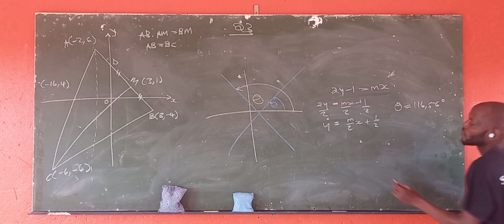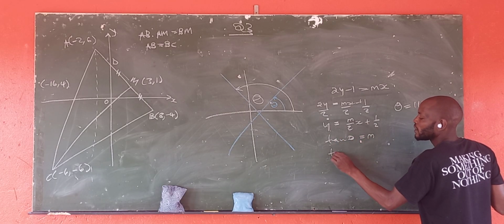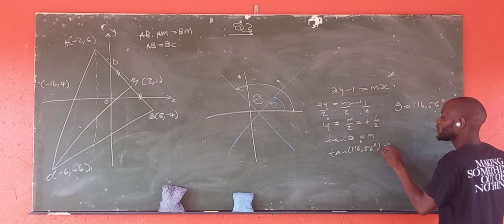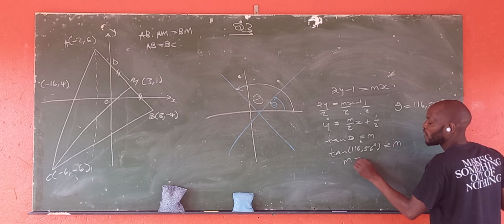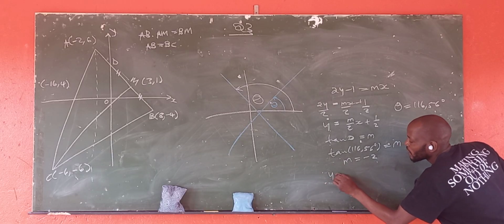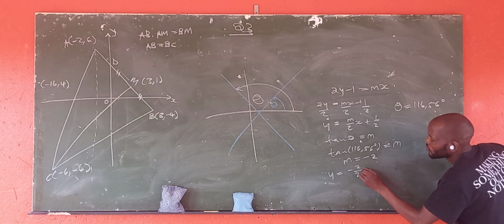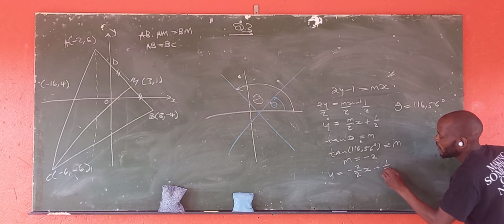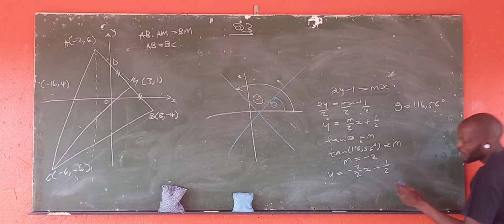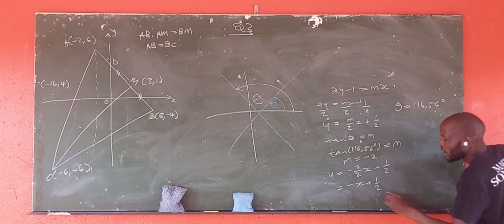Okay, now let's go there. Tan of theta is equal to the gradient. So tan of 116.56 degrees is equal to m over 2. So m over 2 is equal to minus 2, right? Now we substitute that into the equation: y equals minus 2 over 2 x plus a half, right? And then let's simplify it further. This is y equals minus x plus a half, right?